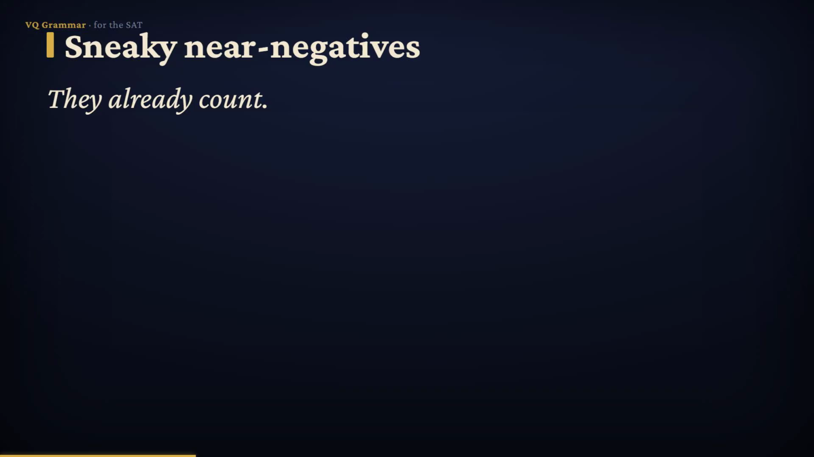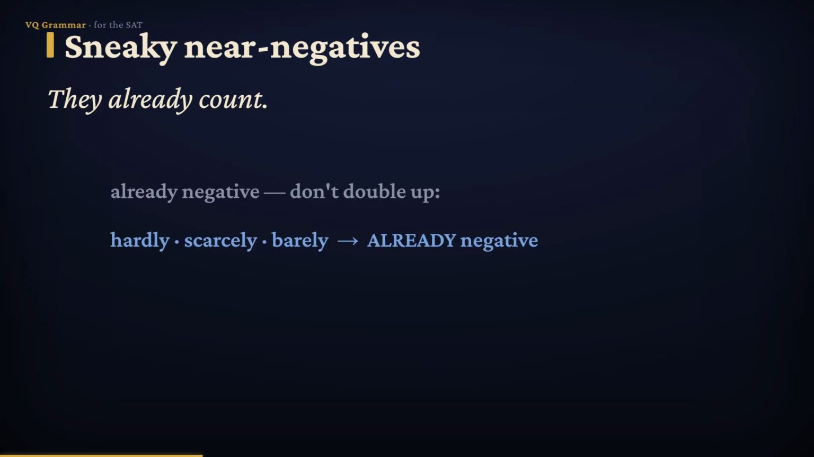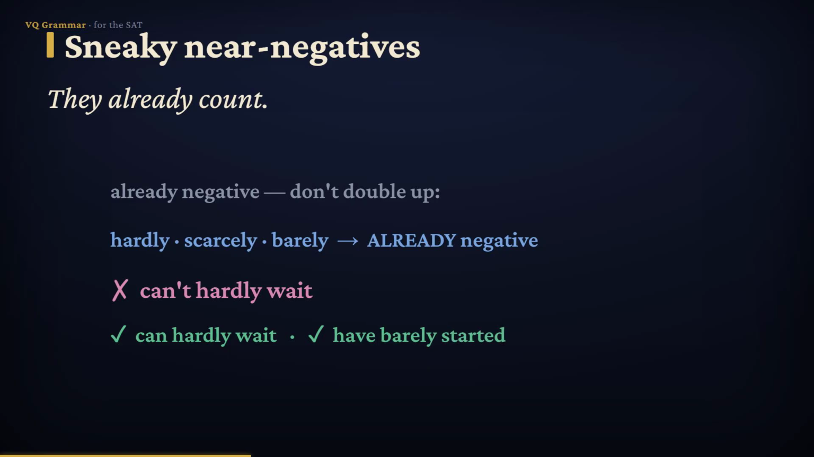Here's the sneaky part. The words hardly, scarcely, and barely are already negative, even though they don't look it. So pairing them with another negative makes a double negative. Can't hardly wait is wrong. It should be can hardly wait. I haven't barely started should be I have barely started. Treat hardly, scarcely, and barely as full negatives, and never pair them with not or n't.